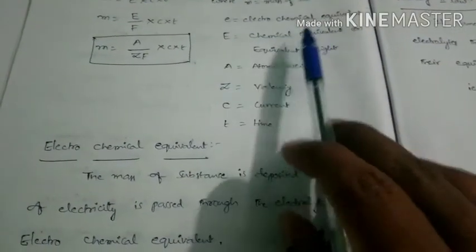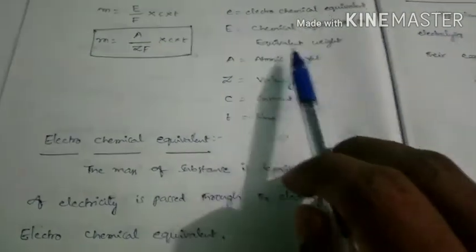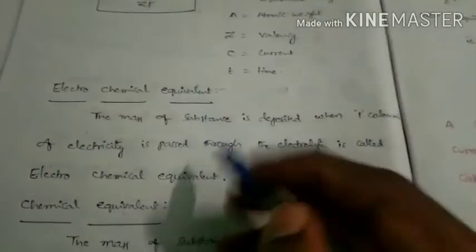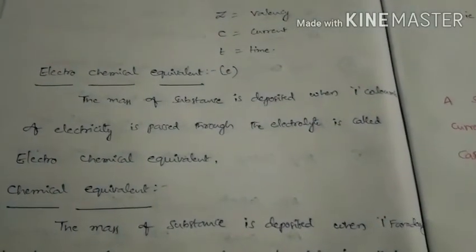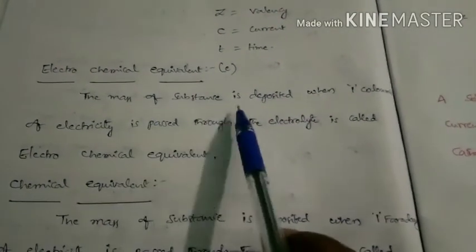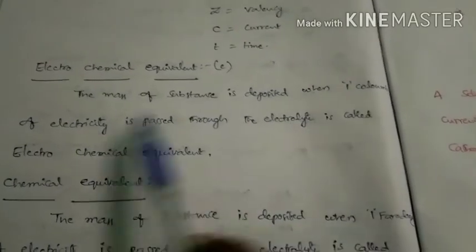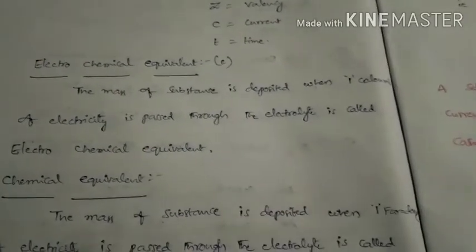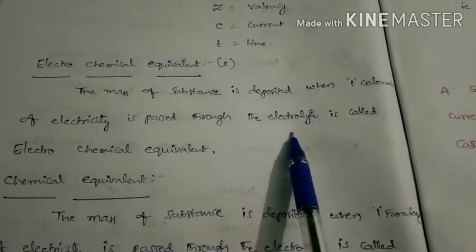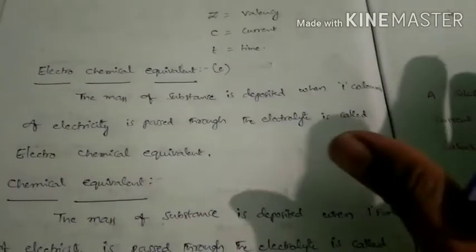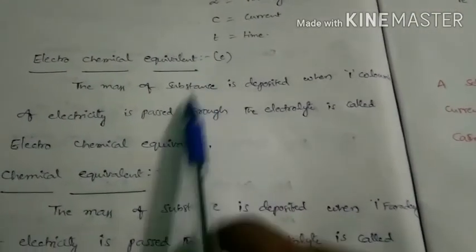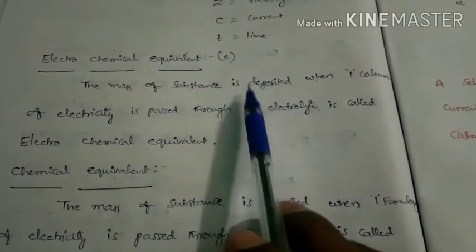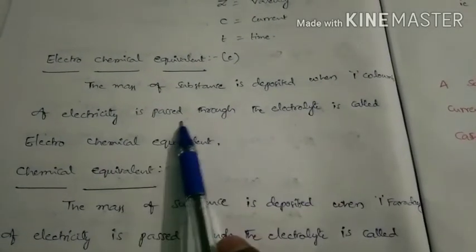Next, some points are there regarding electrochemical equivalent and chemical equivalent. We should know the definitions of these two. Electrochemical equivalent is represented by small e. Electrochemical equivalent means the mass of substance deposited when 1 coulomb of electricity is passed through the electrolyte. If you pass 1 coulomb of electricity through the electrolyte, then some amount of substance is deposited. That amount is called electrochemical equivalent.